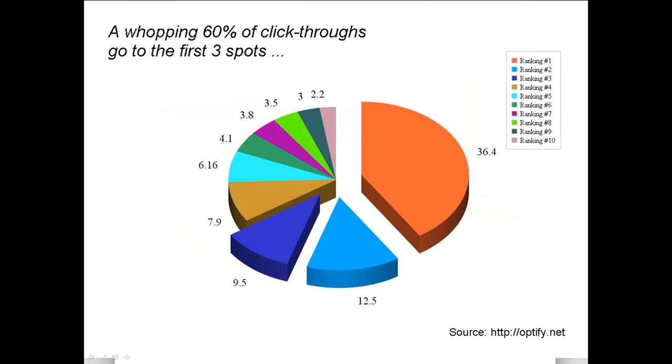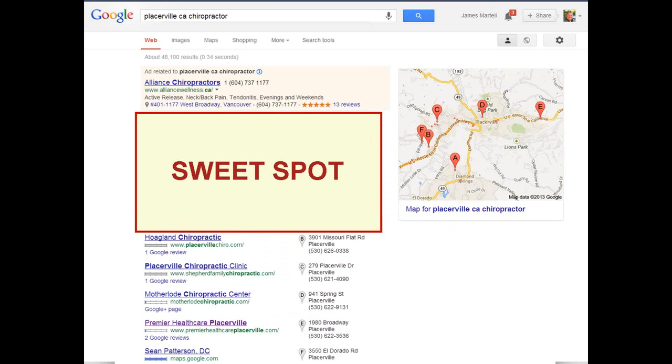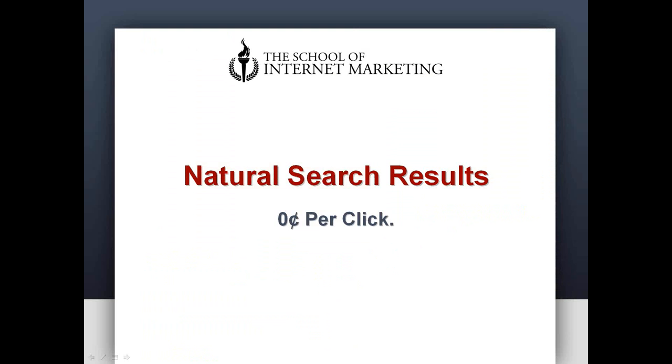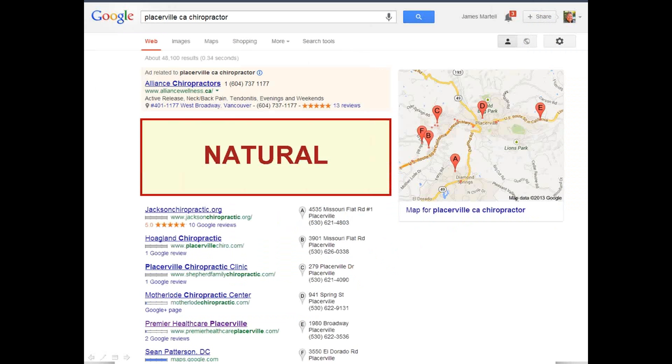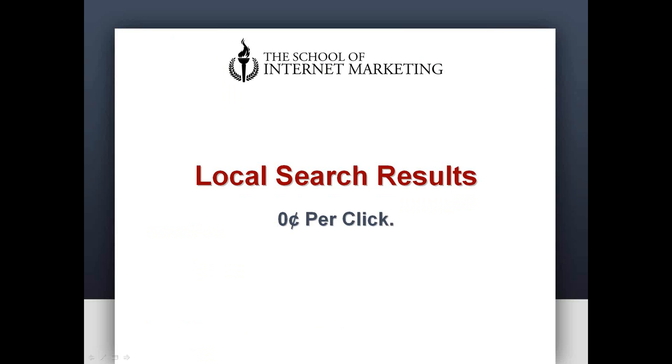Keep in mind a whopping 60% of the click-throughs go to the first 3 spots. So we want to be in the sweet spot, whether we are working on a local market or a national market. The natural search results, of course, we pay 0 cents per click. Once we've earned our position at the top of the list, we don't pay anything to be there. I was doing some research on AdWords early this morning, and if you haven't done any AdWords advertising, you would be amazed what people are paying per click. It could be 50 cents, 75 cents, it can be $25 a click depending on the topic. With natural, you don't have to pay for that. You just have to earn your position.